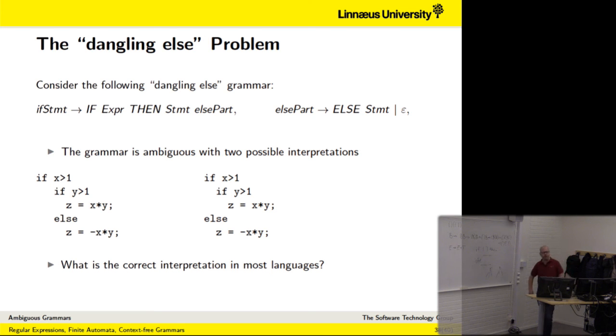If you do it in Java, and in most programming languages, all of them I am aware of, this is the correct one. Else attaches to the closest if statement. But this grammar would allow both these interpretations, and that means it is an ambiguous grammar. You can rewrite this, it looks ugly, but you can then get the correct semantics of your code.